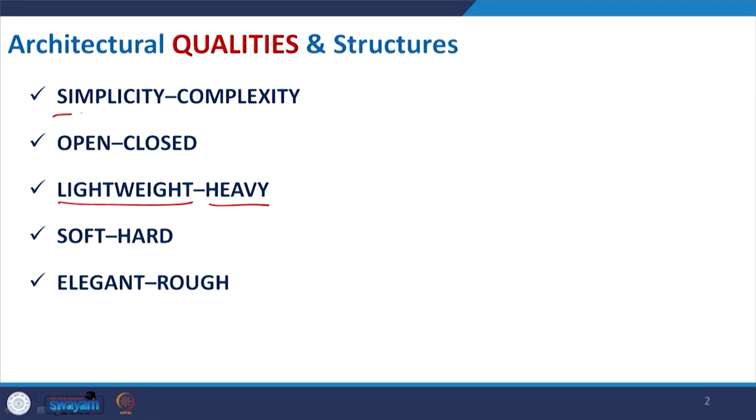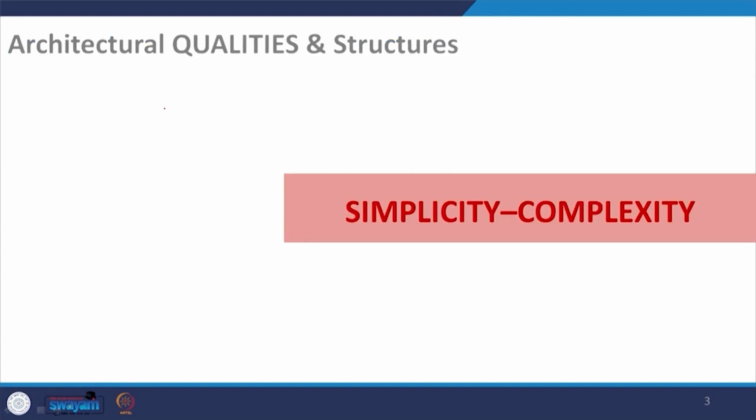So, simplicity is basically a very simplistic form of creating those architectural qualities with some structural elements. Now we move on to the first one, simplicity versus complexity, and we will try to understand these architectural qualities and the structure relationship with some case studies, some examples.